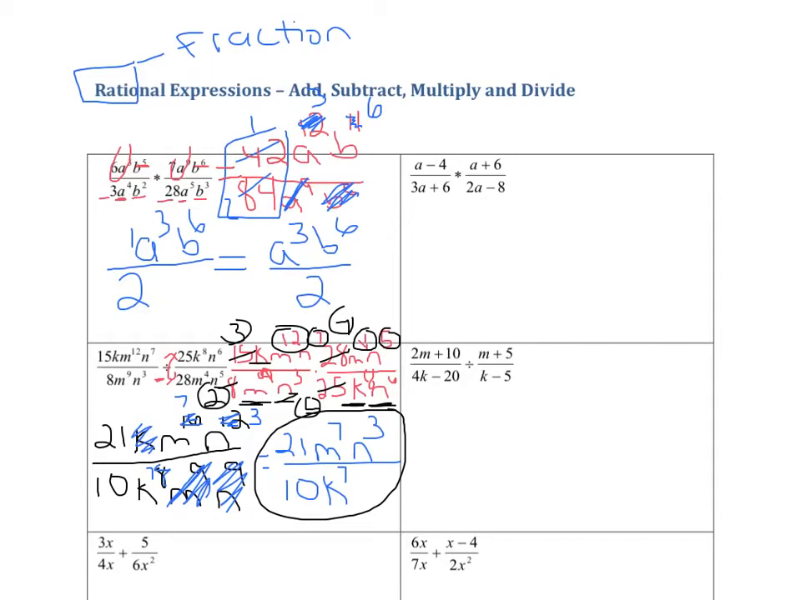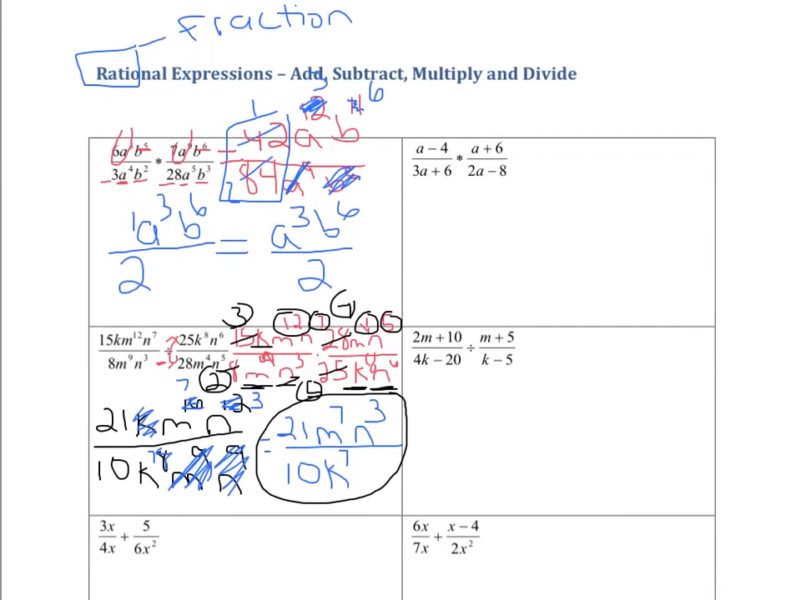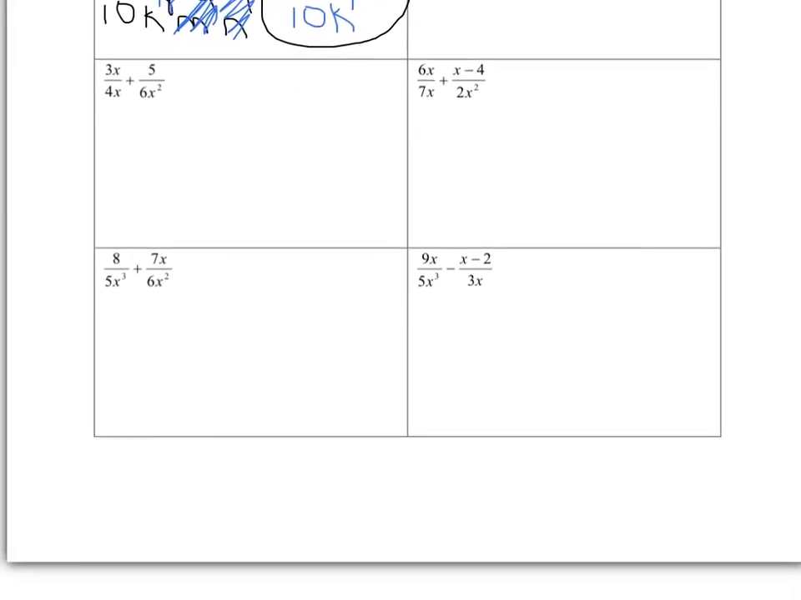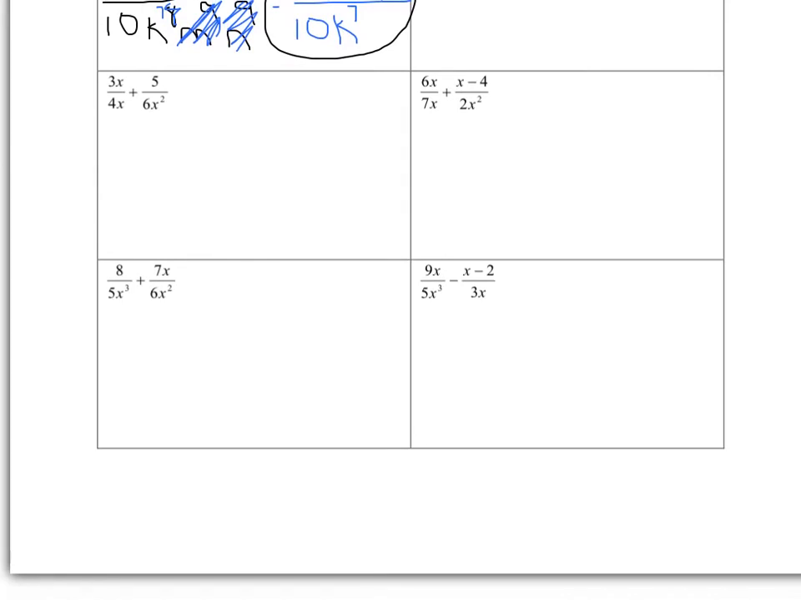Let's take a quick look at fractions that we're going to subtract and add. Adding and subtracting fractions with letters in them is no different than when we added fractions with unlike denominators in elementary school and middle school. So we still need to find that common denominator.